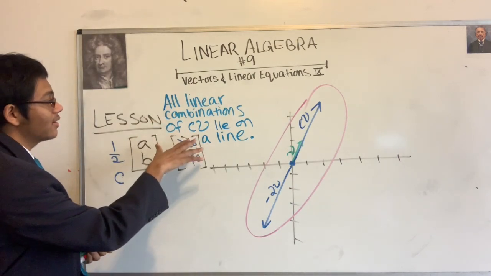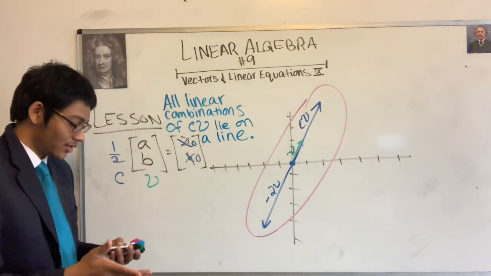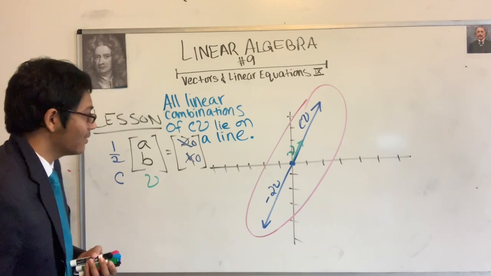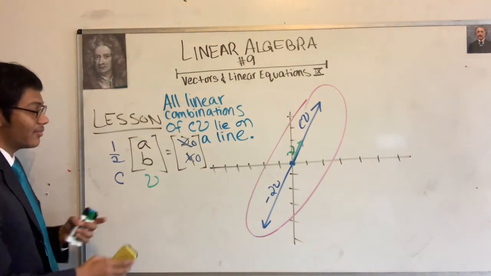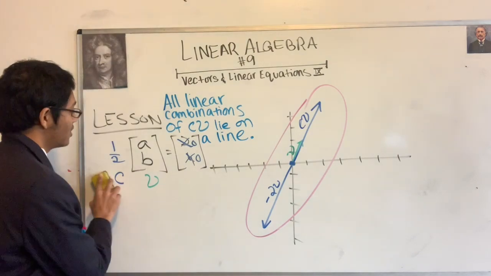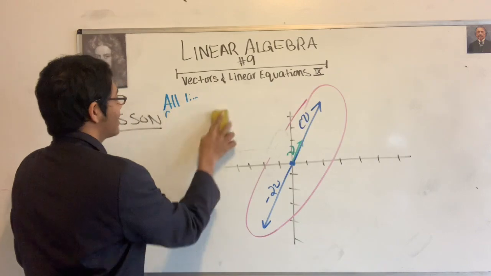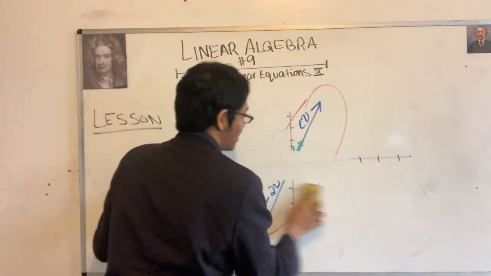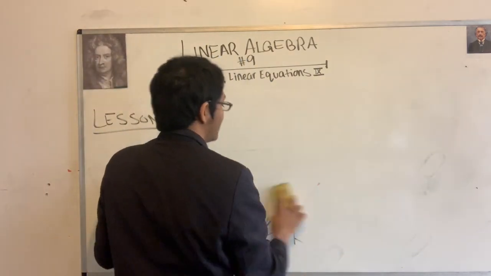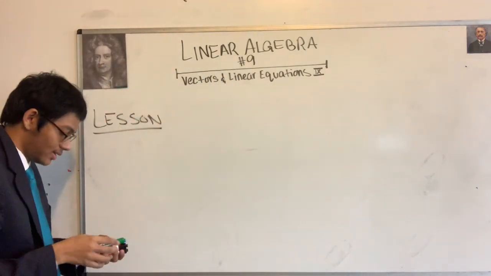So we say all linear combinations of CV lie on a line. Now we move on to the next step. Instead of having a linear combination of one vector, I'm going to try to deal with two. Having two vectors is definitely not as easy as having one, but let's see if we can understand what the linear combinations do for us.